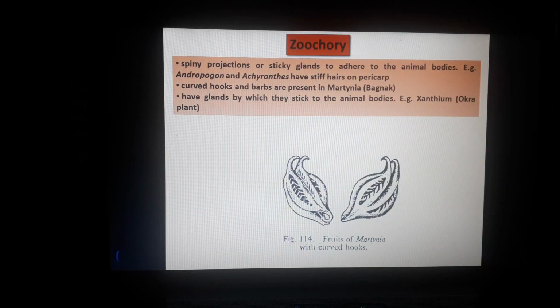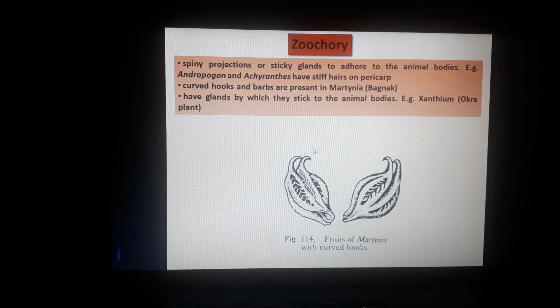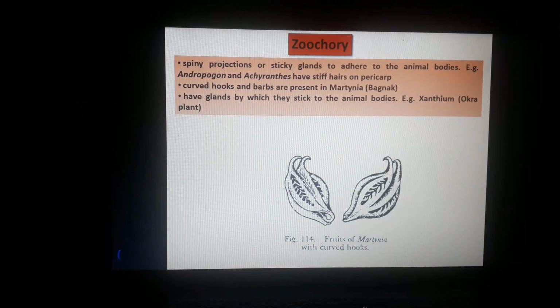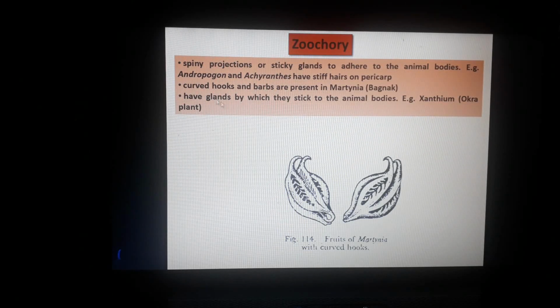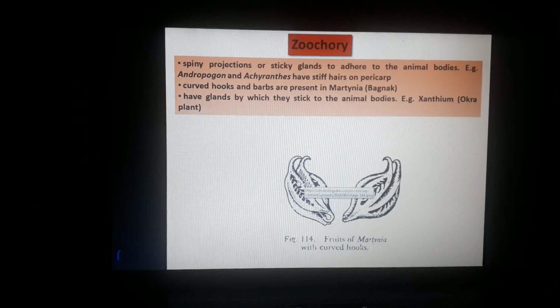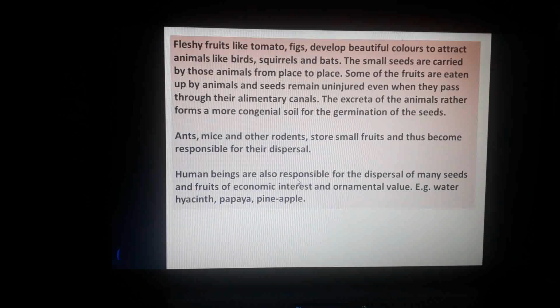And third case is the zoochory, in which the spiny projections or sticky glands of the seeds adhere to the animal body. For example, in case of the Andropogon and Achyranthes, these possess the stiff hairs which are present on the pericarp. And sometimes, for example, in case of the plant Martynia, it possesses the curved hooks and barbs which stick to the body of the animal and carry it to some distances. And sometimes the plants like Xanthium develop the glands which stick to the body of the animal, and further these are transported from one place to another place.